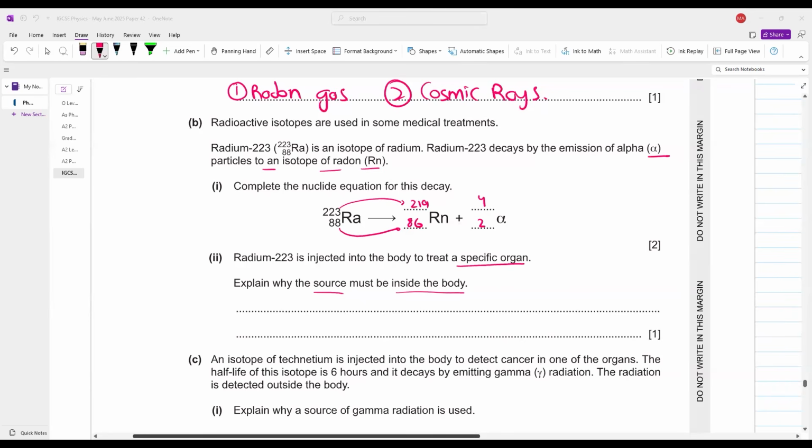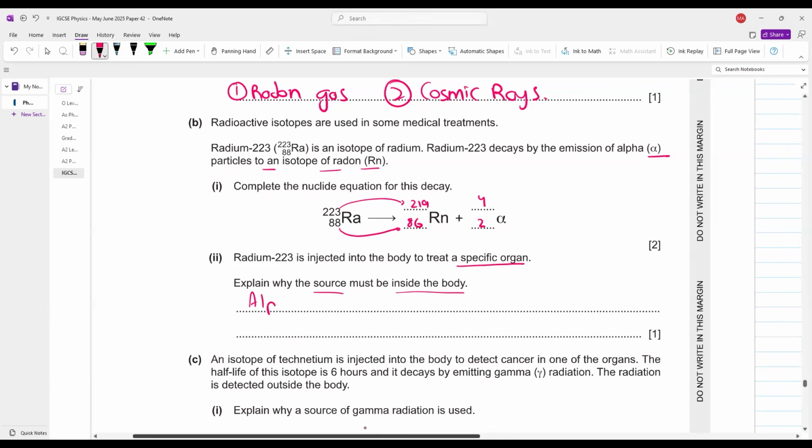अल्फा पार्टिकल्स की इतनी पेनिट्रेटिंग पावर ही नहीं होती कि they can penetrate the skin. That's why your source must be inside the body. Hence क्या होना चाहिए? Source must be inside the body. Simple as that. तो यहाँ पे आप लिख लो. You can say alpha particles will be stopped by skin. Hence the source must be inside the body.